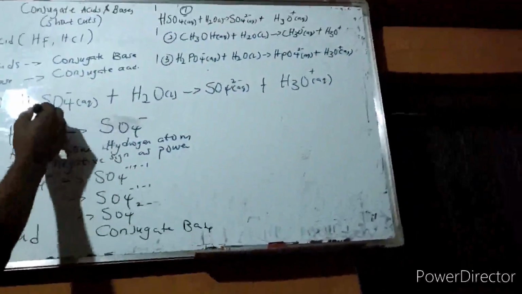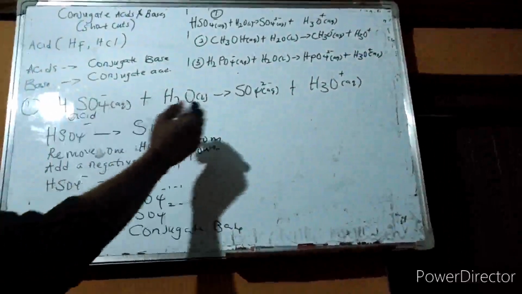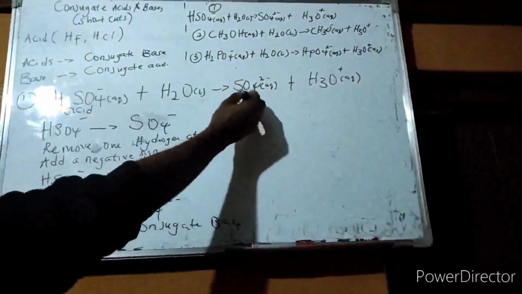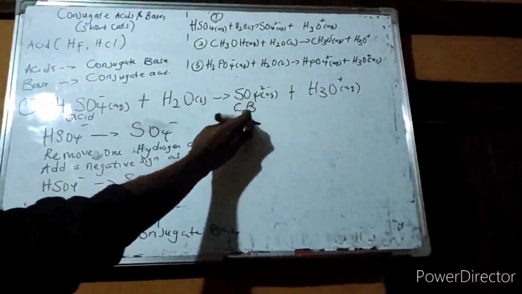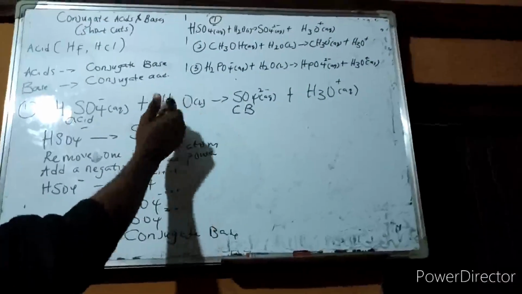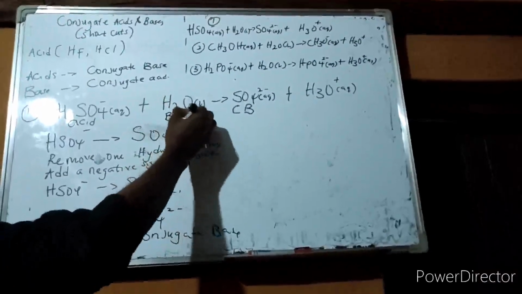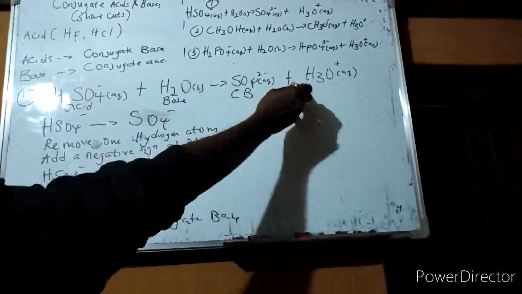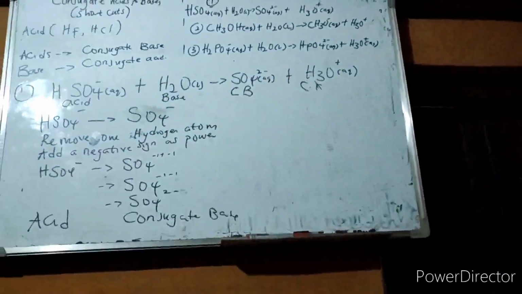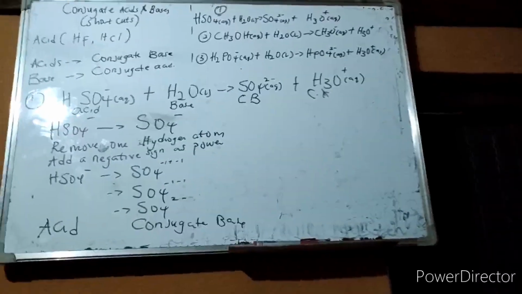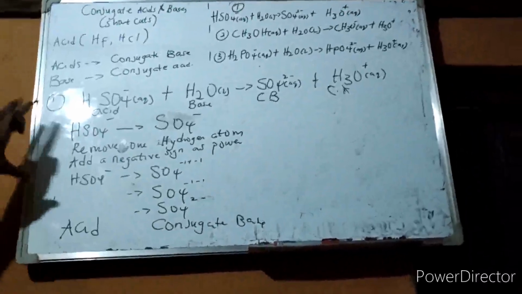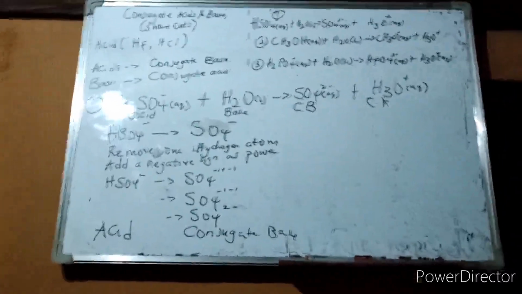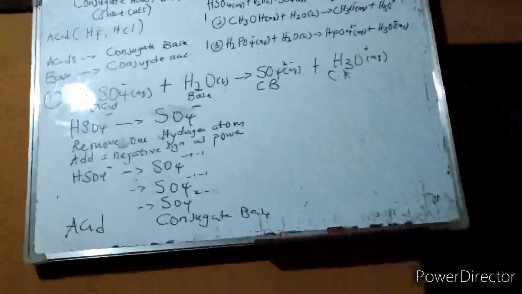So as you can see, this is the acid. This is the conjugate base. So if this is the conjugate base, what does it tell you? It tells you that H2O will serve as the base. Then H3O plus will serve as the conjugate acid. You see, very easy. So if you can identify the acid, your problem is solved already.